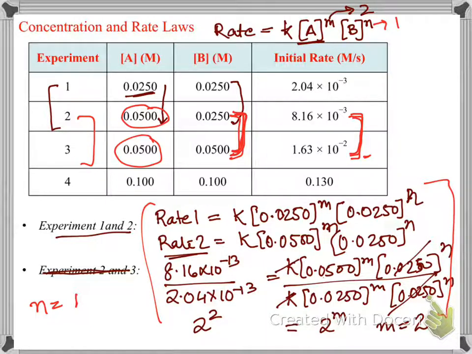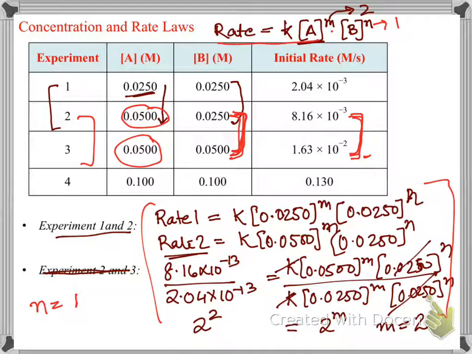Now I have the rate law. I know the value of m, I know the value of n, but now I need to find the value of k. And how can I find the value of k? For that, let me write it down, there's not enough space. Let's just pick any one experiment. Let's say I'm picking the first one and plugging the values in here.